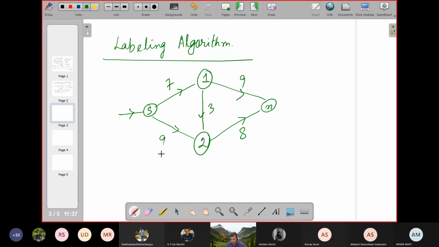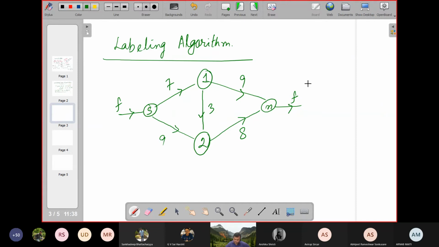Okay, so this is the data about the capacities of the arcs. I am interested to find out what is the maximum flow F that is possible. For this, they have developed a labeling algorithm. And how to label it?